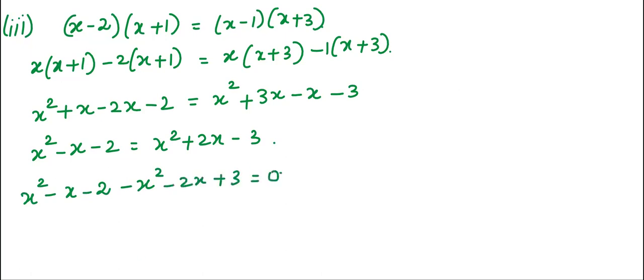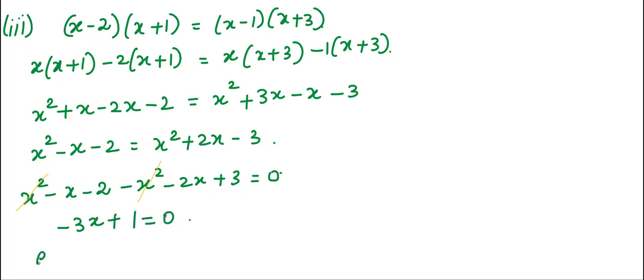Okay, now let's see if anything is getting cancelled now. So x square minus x square is getting cancelled. Then again minus x and minus 2x will become minus 3x. Minus 2 and plus 3 will become plus 1 is equal to 0.